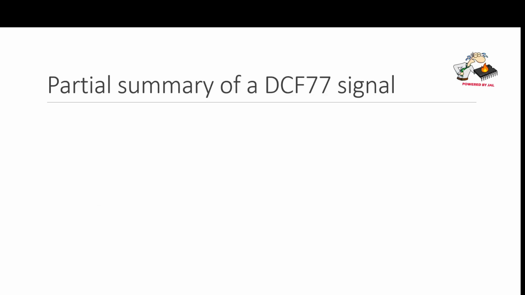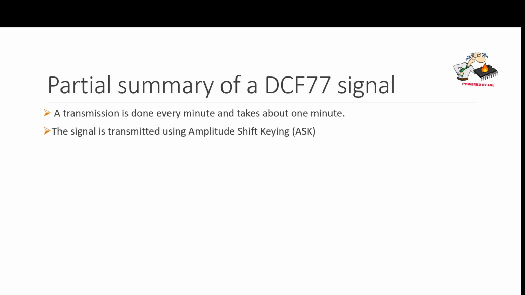So what is this DCF77 signal? At least a partial summary. It's a transmission which is done every minute, and it also takes about 1 minute. So as you can understand, the bit rate is quite low. The signal is transmitted using amplitude shift keying, or ASK.